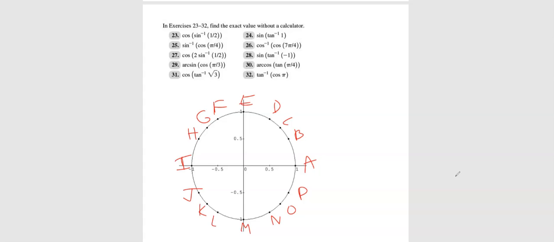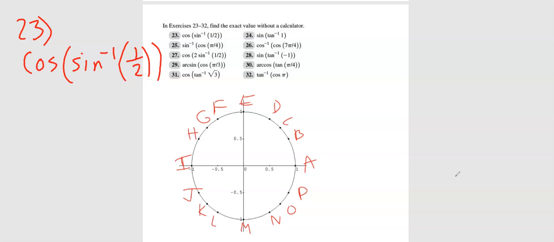Okay, question 23 says cosine of sine inverse of 1/2. So let's start with the part in the middle. What is sine inverse of 1/2? First of all, is the 1/2 an x value, a y value, or a slope? That's a y value, right?